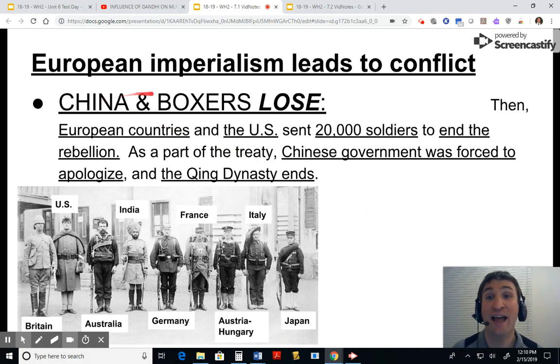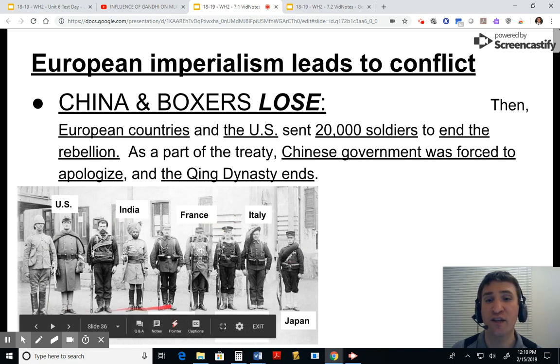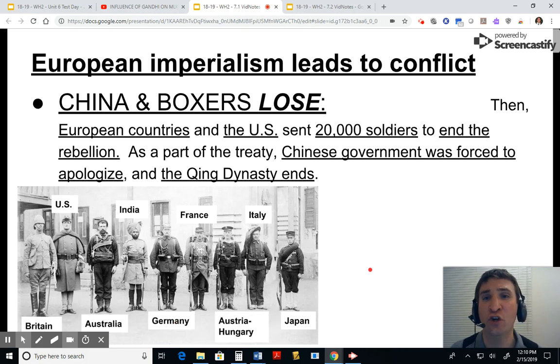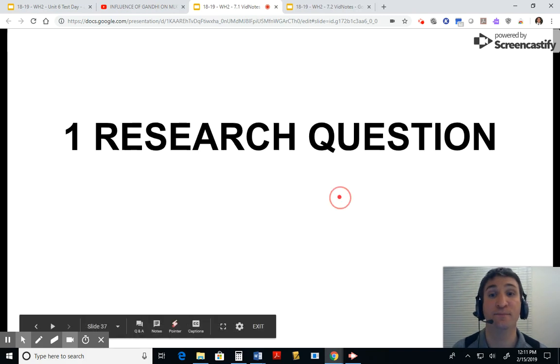And the Chinese and the Boxers both lose. Then European countries and the US sent 20,000 soldiers to end the rebellion. And these are all countries that participated in the Boxer Rebellion on the side of Europe and the US. As a part of the treaty that ends this, the Chinese government was forced to apologize. And this is really when the Qing dynasty comes to an end.